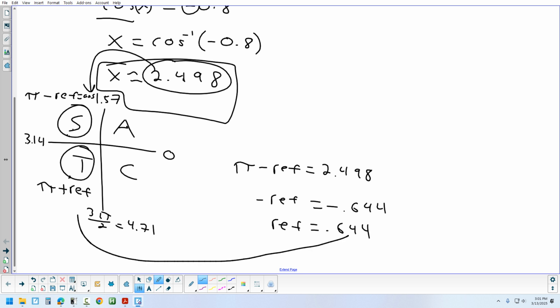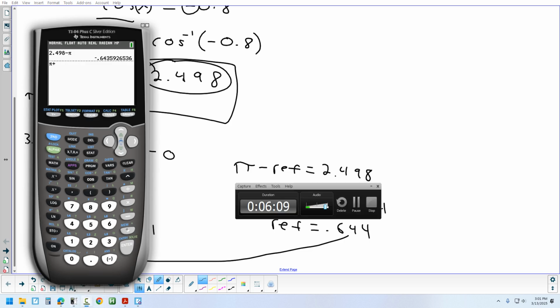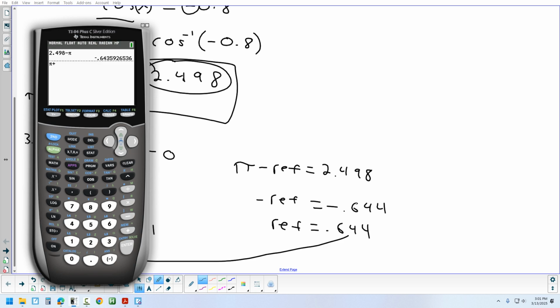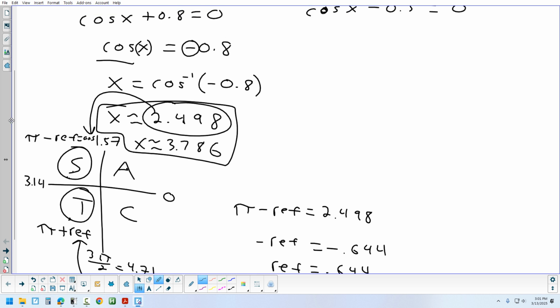All right, now we got our reference angle. We can fill that in and get the answer we want in quadrant 3. Yeah. So our answer is pi plus 0.644. So pi plus 0.644. So our other answer is 3.786. And that's the two answers we get when we do the inverse cosine of negative 0.8.